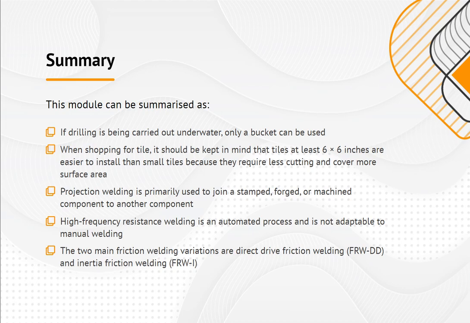Projection welding is primarily used to join a stamped, forged, or machined component to another component. High-frequency resistance welding is an automated process and is not adaptable to manual welding. The two main friction welding variations are direct drive friction welding, FRWDD, and inertia friction welding, FRWI.